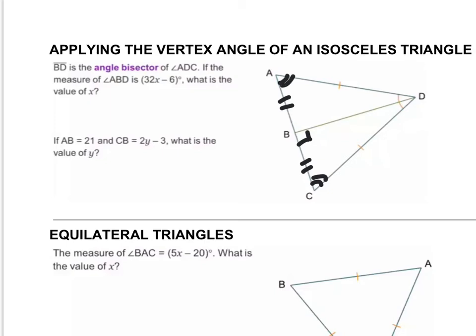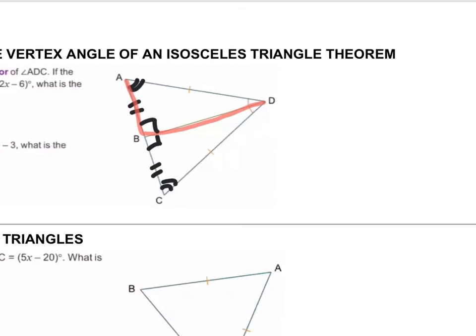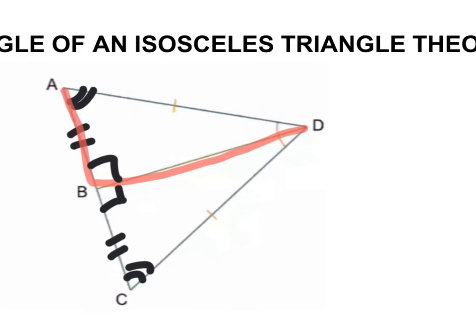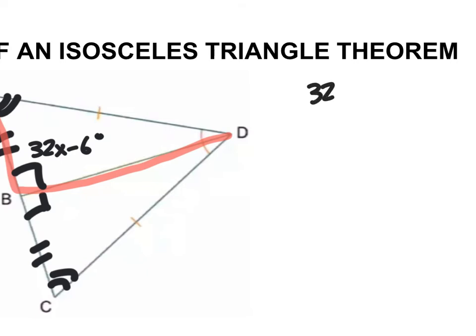Now it says the measure of angle ABD, which is this angle here, which I know to be 90 degrees as well, is 32x minus 6, and we want to find the value of x. So I'm going to set up an equation. I'm going to call this 32x minus 6 degrees. Now, this angle is a 90-degree angle, so I'm going to set 32x minus 6 equal to 90.